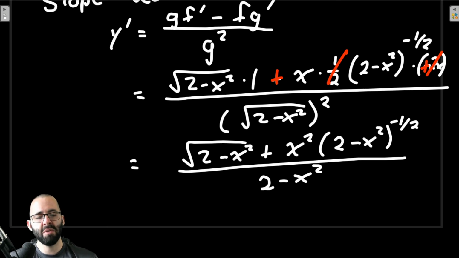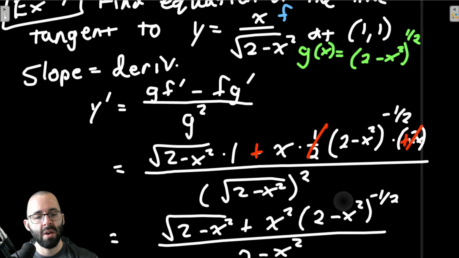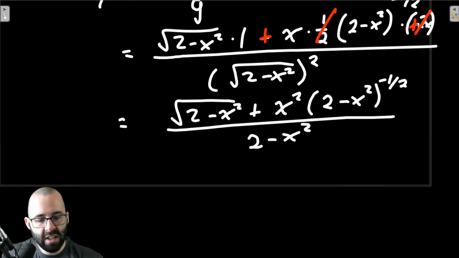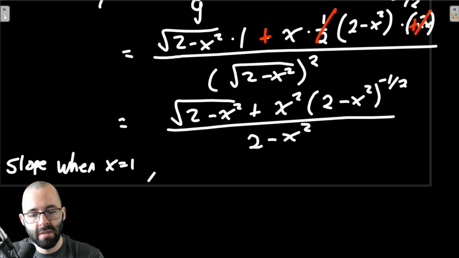And there's some more simplifying that we can do right here, but we don't actually have to. So you could keep on simplifying, or you could just plug in now, right? We want to find the slope when X is equal to 1. So we specifically care about the slope when X equals 1. So we just plug in 1, right?